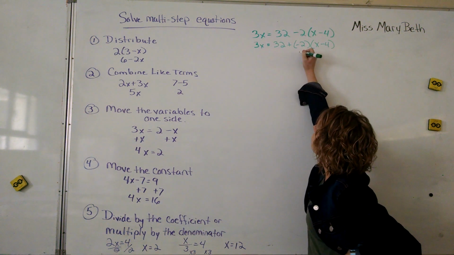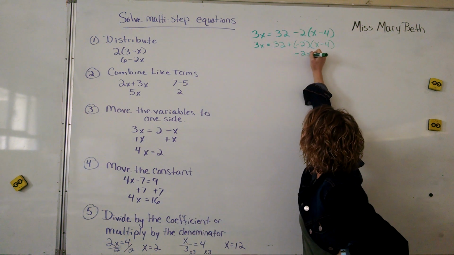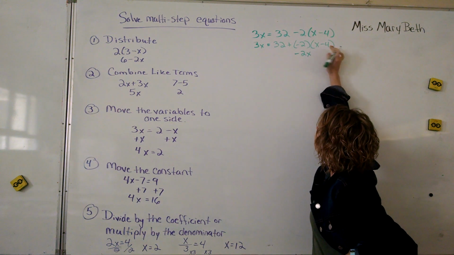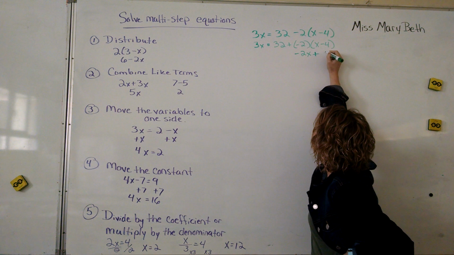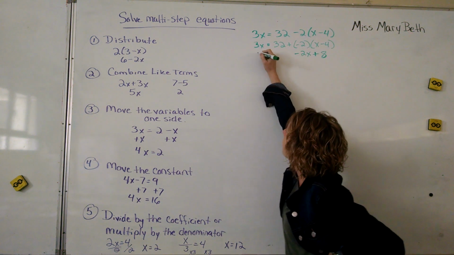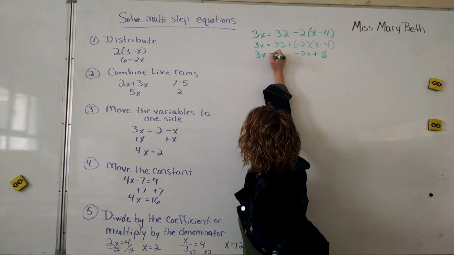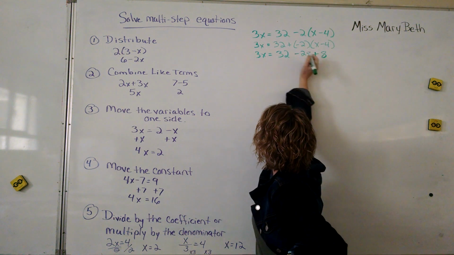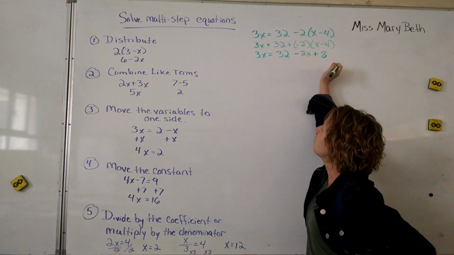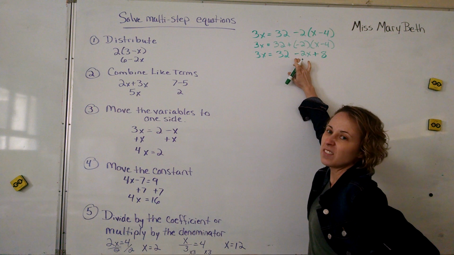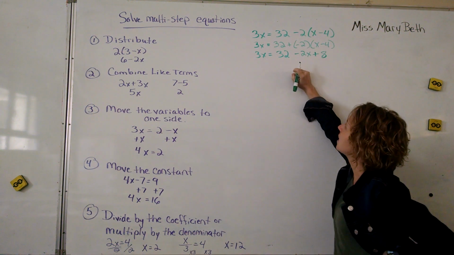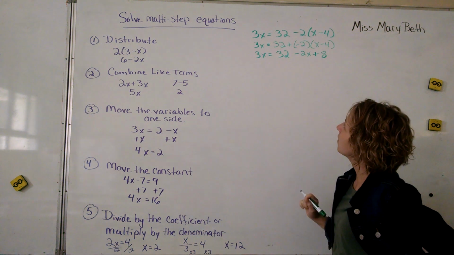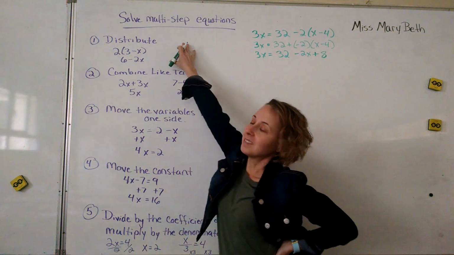Negative 2 times x is minus 2x. Negative 2 times negative 4, and negative times negative is a positive, and 2 times 4 is 8. Let's rewrite the rest of our problem. 3x equals 32. Do I need to write plus negative 2x, or can I just leave it as minus 2x? I can just leave it, or I could write it as plus negative. They mean the same. I'm going to leave it this way. All right, I distributed.